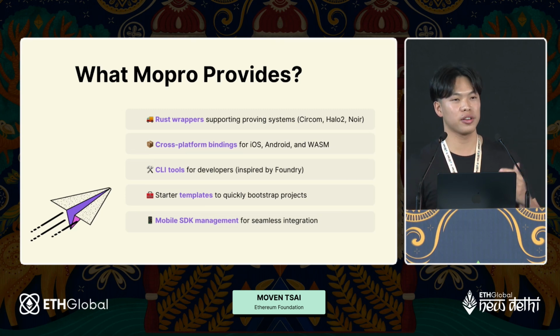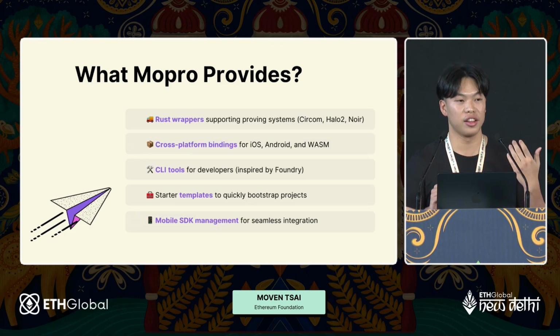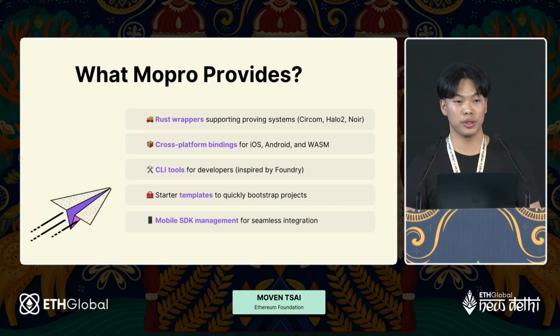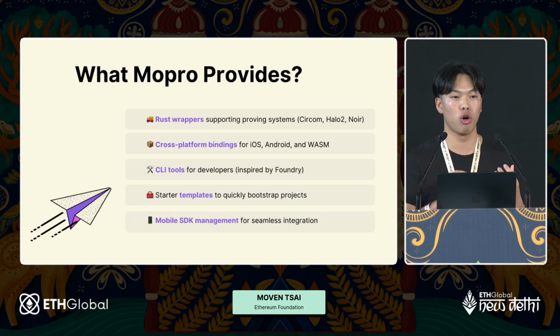Also, we've been trying to lower the developer barrier to improve the experience, so we have many starter templates you can use. For example, you can build a proof of geolocation, or use the RISC Zero integration template. This makes it much easier for developers to build on top of MoPro. And last but not least, if you are not familiar with Rust or any other programming language, and you're a pure mobile developer, we also have an SDK so that you can directly import it in Swift, Kotlin, or Dart instead of dealing with the Rust side.